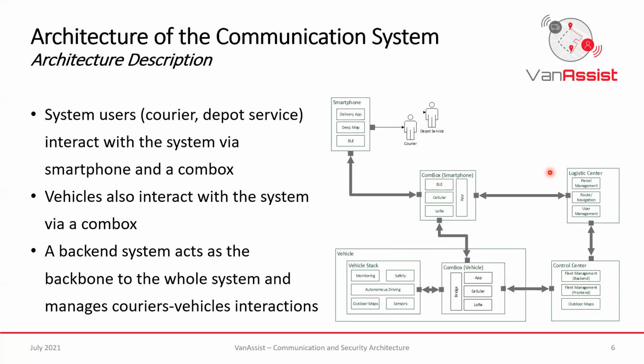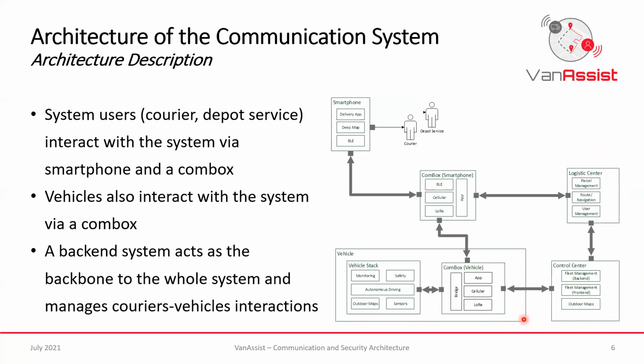In order to design such a communication system, you can see here the overall architecture of the system. The system consists of some users, which are the couriers and depot servicemen. They are using smartphones to connect to the system. A smartphone communicates with the COM box, which we call S-box. The S-box is connected to a logistics center, which is a part of the backend. Another part of the backend system is the control center. Then we have the vehicle, or the van, here.